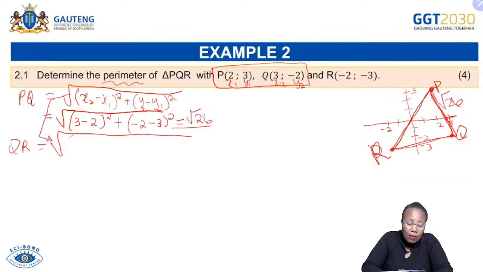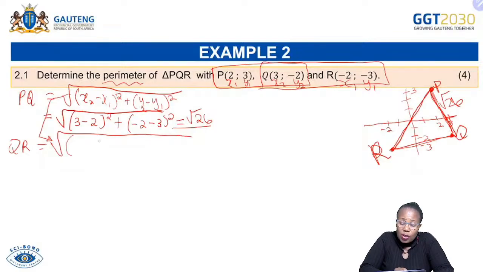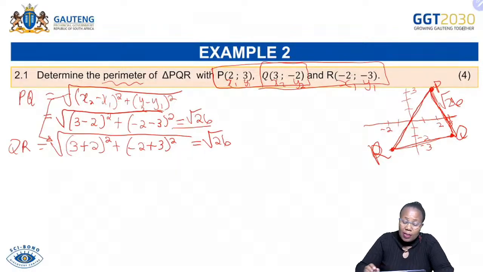For Q and R now, we are taking Q and R. Okay, let's group them like that. This one is family 1, x1 and y1. So now what is x2? x2 is 3 minus x1, which is -2, so it will be positive 2, squared, plus y2, which is -2 minus y1, so it will be positive 3, squared. And then into your calculator, grade 12, this is also giving you the square root of 26. The QR is also the square root of 26.